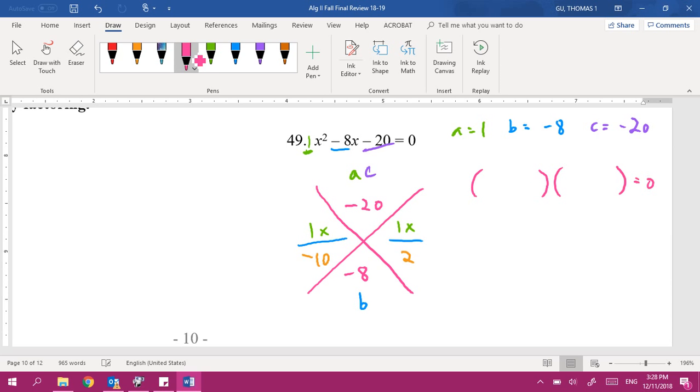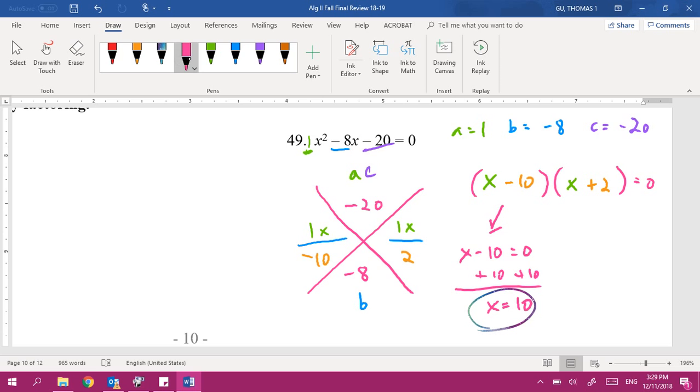So equals 0. One of the factors is going to be x minus 10, like this, and the other factor is going to be x plus 2. So then, to solve, we're going to set these factors equal to 0, so x minus 10 equals 0, which means we add 10 to both sides, and we get that x equals 10 as one of my answers.